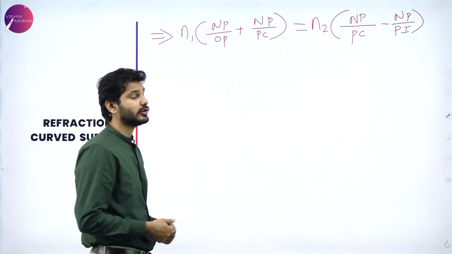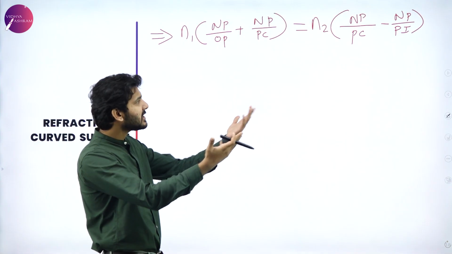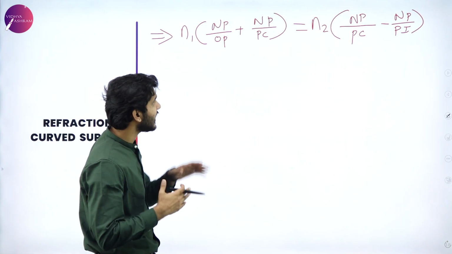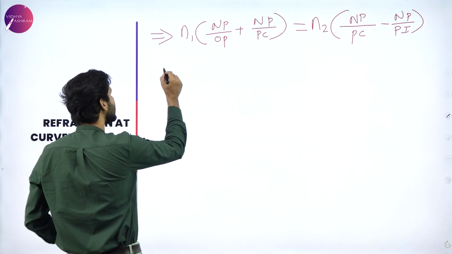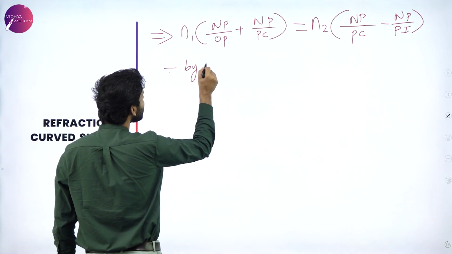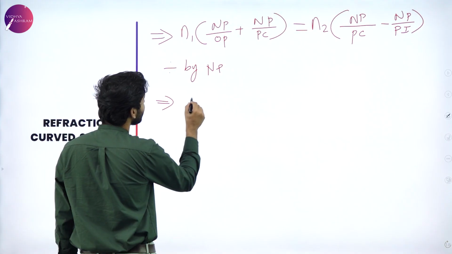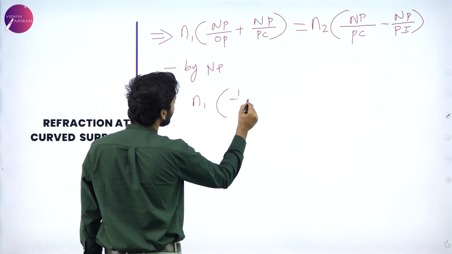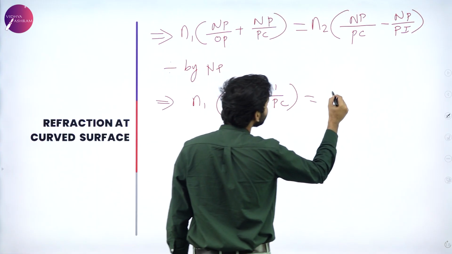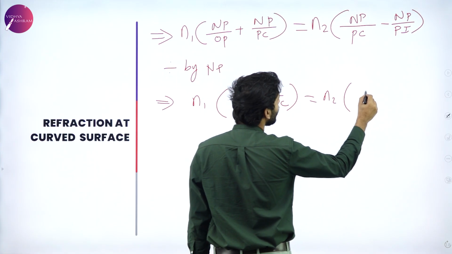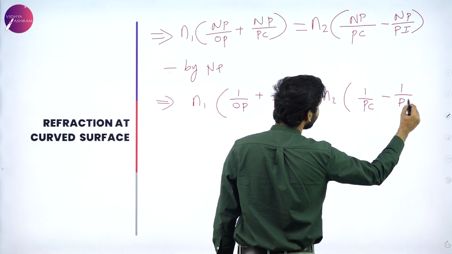And now again, when you look closely at this particular equation, we can see that the numerator will contain NP as common. So what we'll do is that we'll take the NP out as common and then we'll cancel it out. Or simply we can say that dividing throughout by NP, we'll have the relation as N1 into 1 by OP plus 1 by PC is equal to N2 into 1 by PC minus 1 by PI.